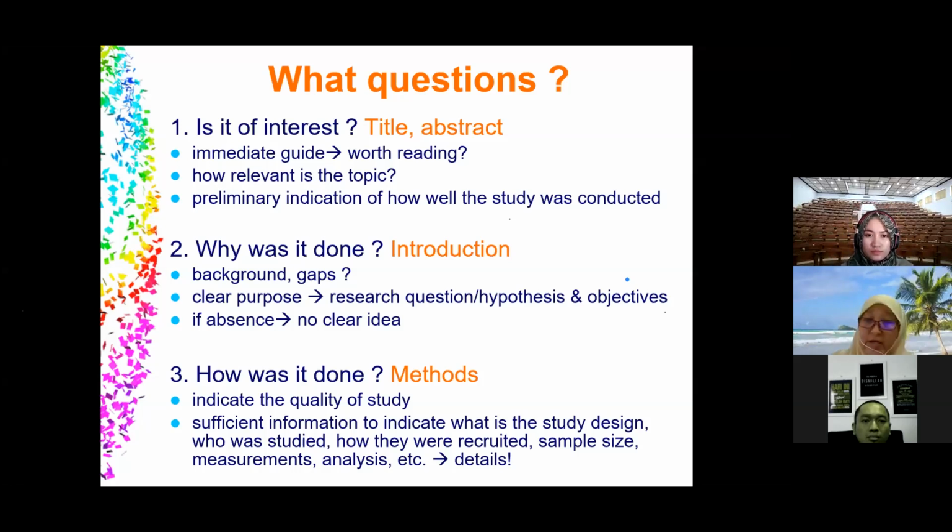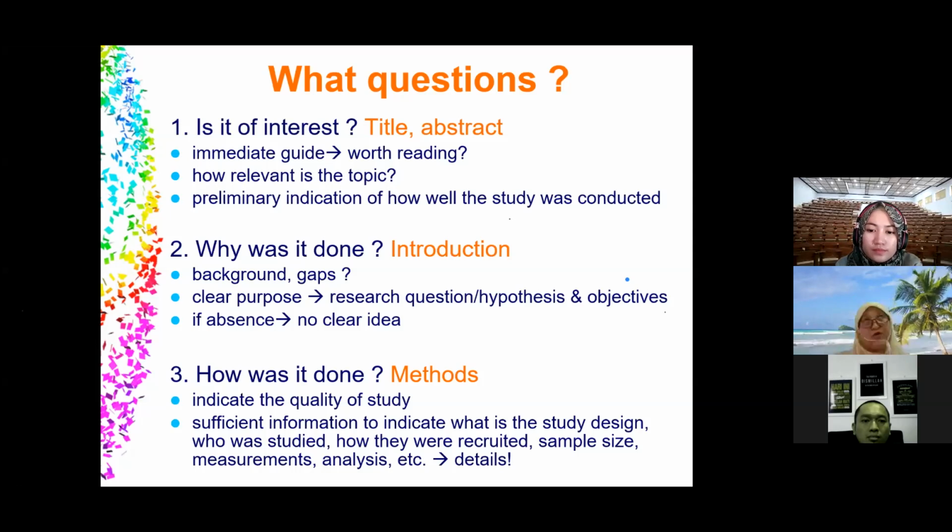In the method, there should be sufficient details and information to indicate what the study design is. There are papers without a study design, then you stop. Who was studied? Who is the population studied? They have to explain in the method how the sample was recruited in the study. How many? How do they measure? What analysis was conducted? So it should be in the method. Now, I will explain this in detail later.